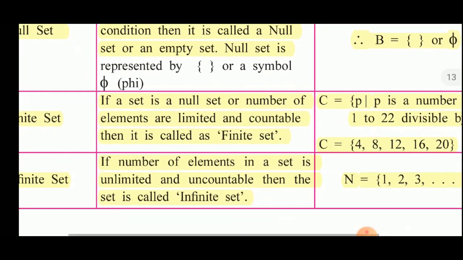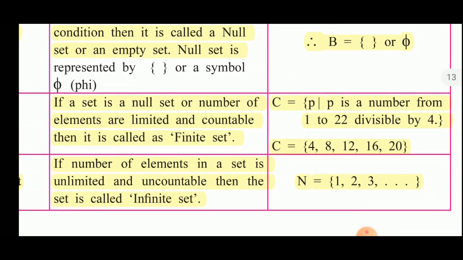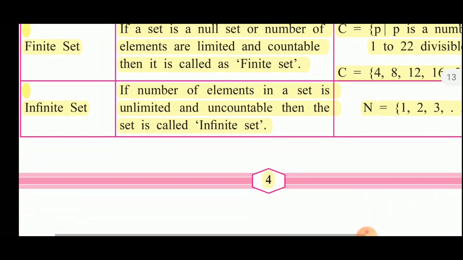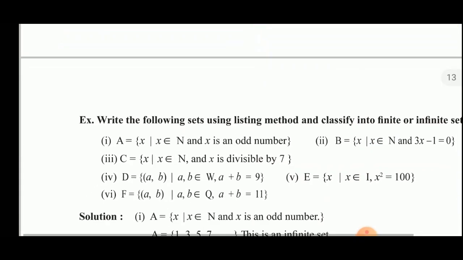Then the infinite set. If the number of elements in a set is unlimited and uncountable, then the set is called an infinite set. So N is equal to 1, 2, 3, 4 and so on. I hope it's clear to all of you, all the different types of sets.